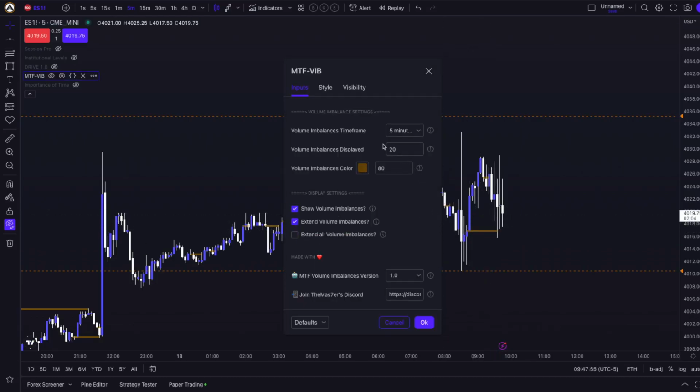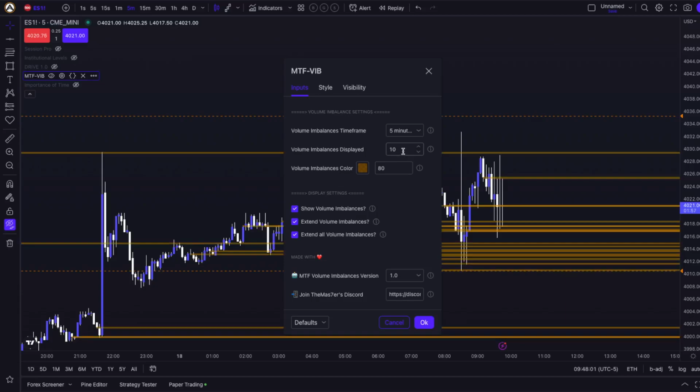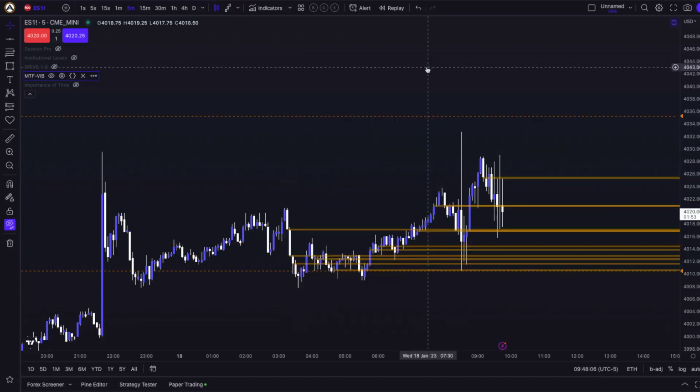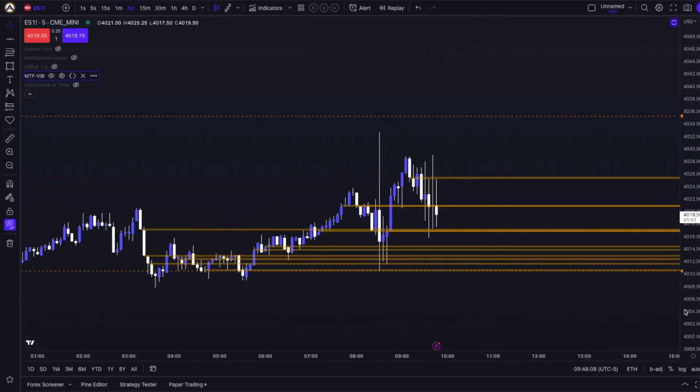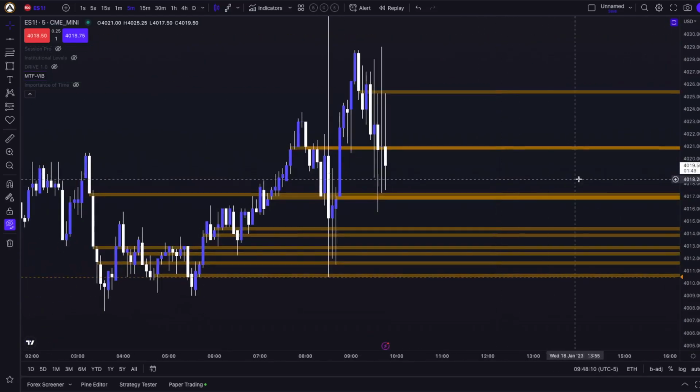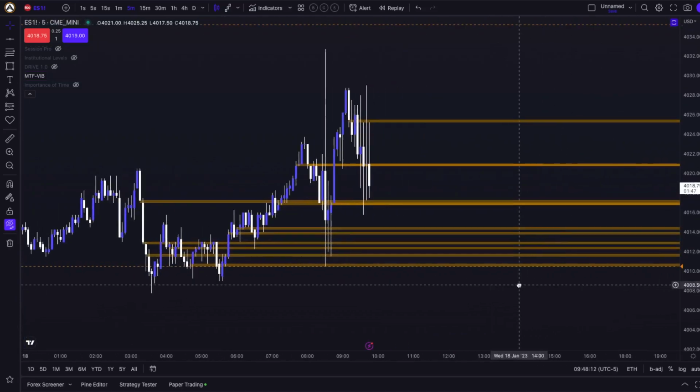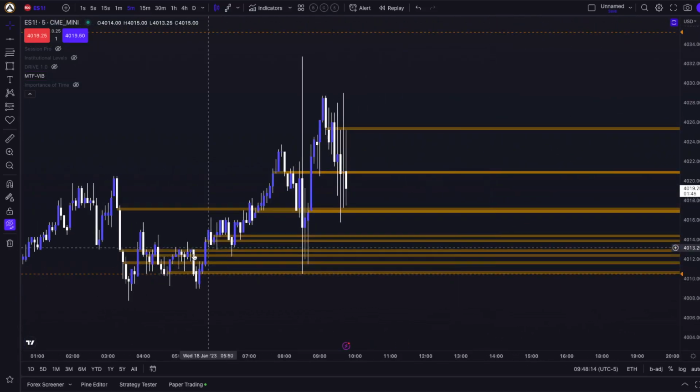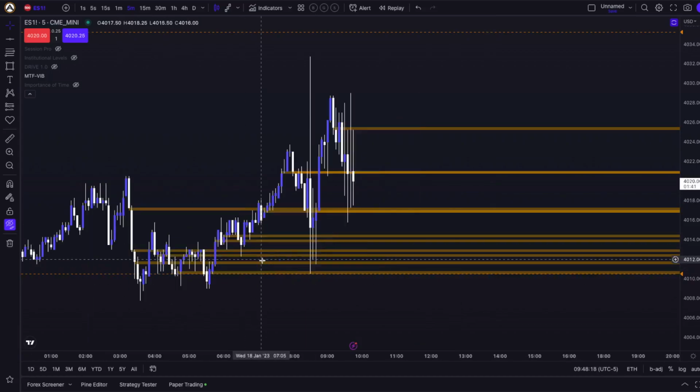Extend all volume imbalances. Here you can modify the maximum amount of volume imbalances being displayed. So if you only want to see, for example, the last 5 volume imbalances, here are the last 5. Looks like a little bit more than 5, but let's assume it's only 5. So right around those lows that were created during the London kill zone that we rejected from.